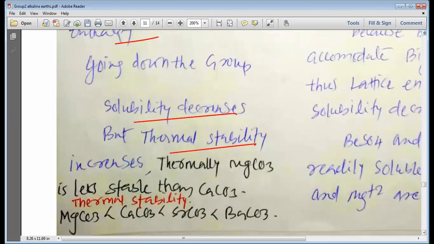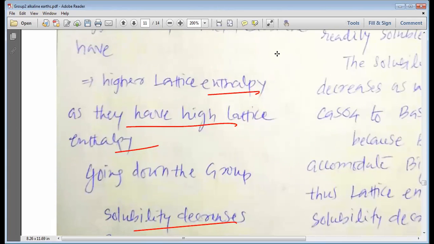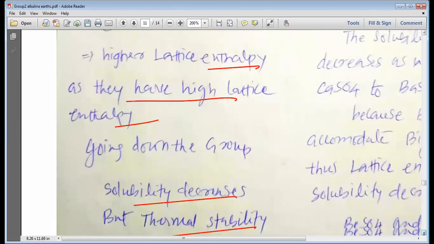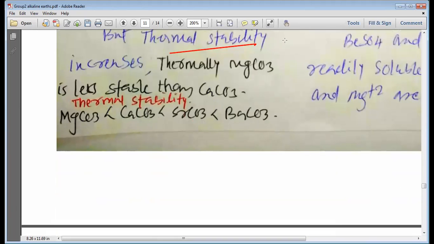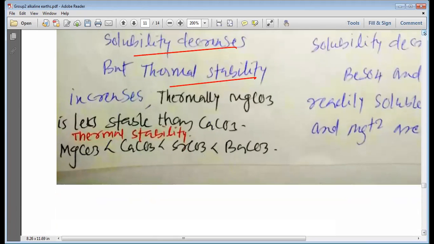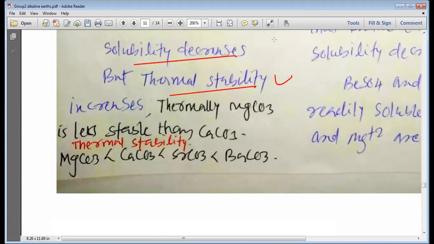So as we go down the group, carbonate is a bigger ion, and that is why the bigger calcium, strontium and barium ions can accommodate them very well, and that is why going down the group, the thermal stability increases but the solubility in water decreases.